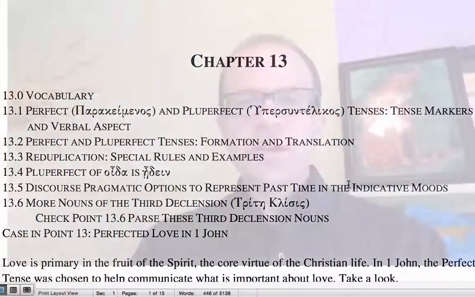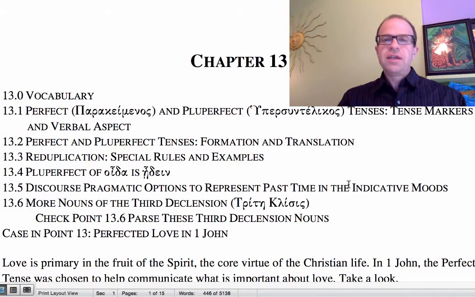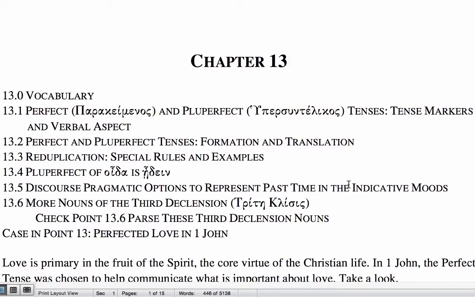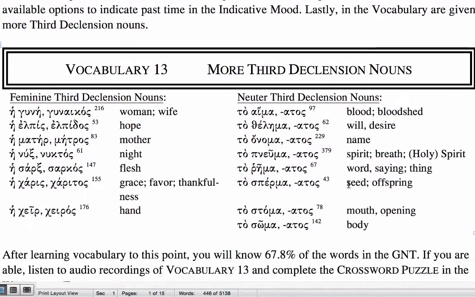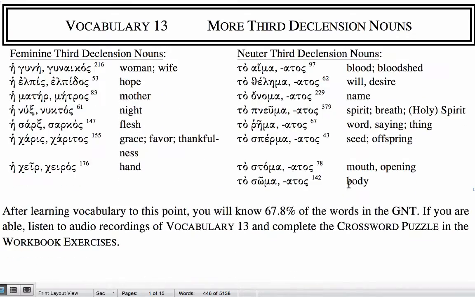I'd like to welcome you to Koine Greek Grammar. We're looking at Chapter 13. This chapter will cover the perfect and pluperfect tenses. We'll look at how these tenses are formed and consider their significance. One thing that we'll need to look at is reduplication, which is one indicator of the formation of the perfect and pluperfect tense. So let's continue by looking at the vocabulary, which contains more third declension nouns.